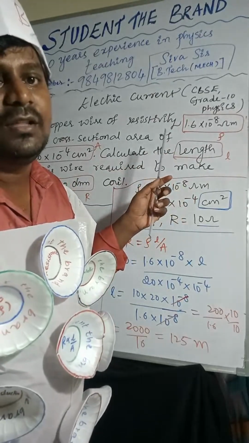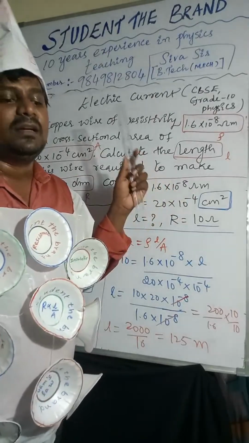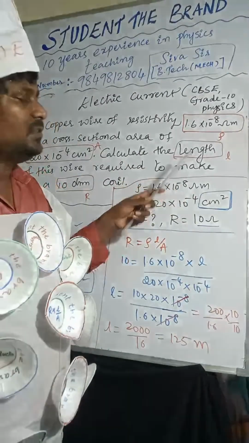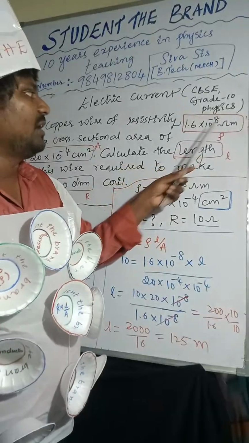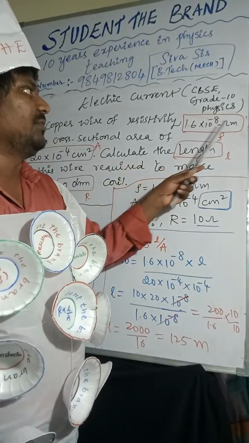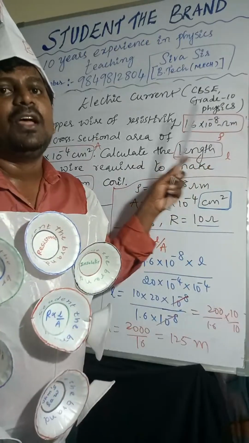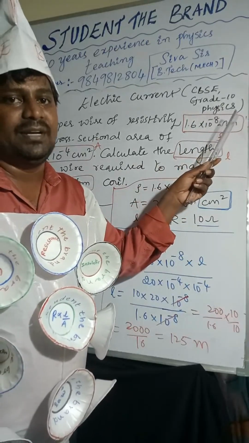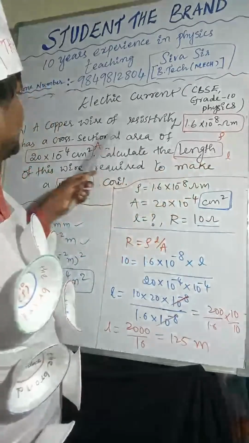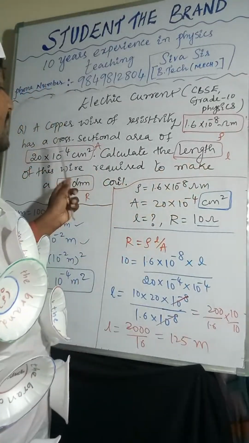Whenever they give the question, you must identify the data. You have to recognize the data. So this is the resistivity. If they give ohm meter, you must identify that it is the resistivity. Here the area is given in centimeter square.